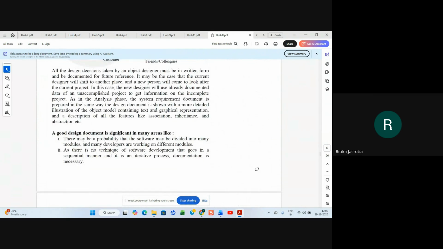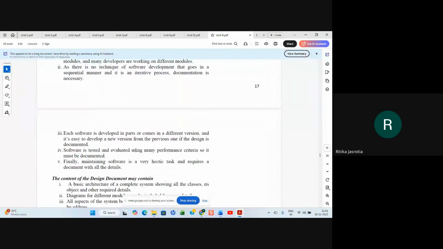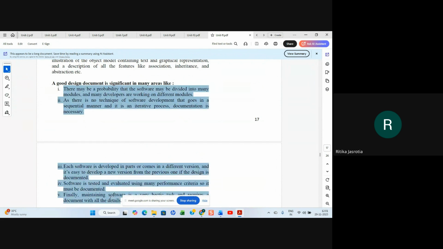A good design document is significant in many areas. The software may be divided into many modules, and many developers may be working on different modules. As there is no technique of software development that goes in a sequential manner, it is an iterative process, so documentation is necessary. Each software is developed in parts or comes in different versions, and it's easy to develop a new version from the previous one if the design is documented. Software is tested and evaluated using many performance criteria, so it must be documented. Finally, maintaining software is a very hectic task and requires a document with all the details, right? So this is why you need a good design document.